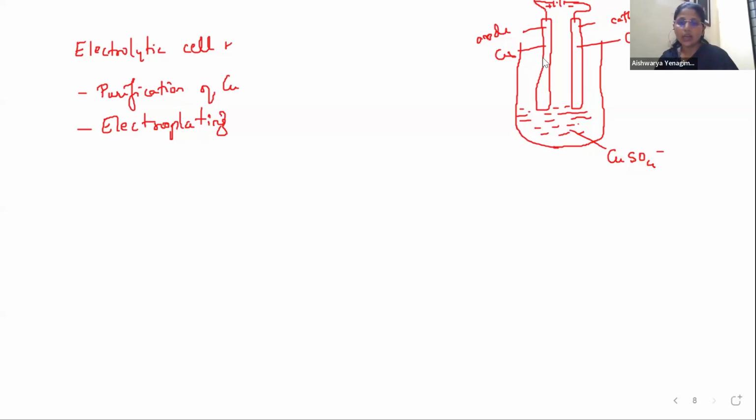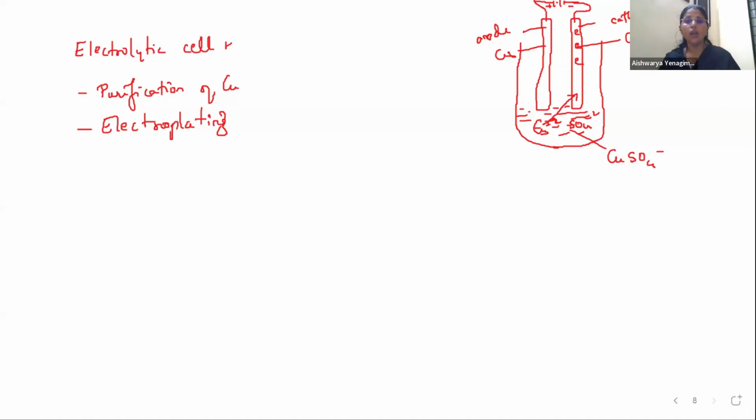So cathode is connected to the negative terminal, anode is connected to the positive terminal. Since a negative charge is on the cathode, electrons are flowing here. In the solution I have Cu plus 2 ions and SO4 minus 2 ions, correct? Since negative charge is there on the cathode, the Cu plus 2 ions present in the solution will see those electrons, become very happy, run towards the cathode, take those electrons and go on depositing on the cathode. Getting it? So Cu plus 2 ions from the solution move towards the cathode. There is gain of electrons. So what is gain of electrons? Reduction.